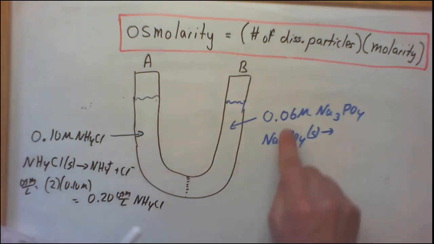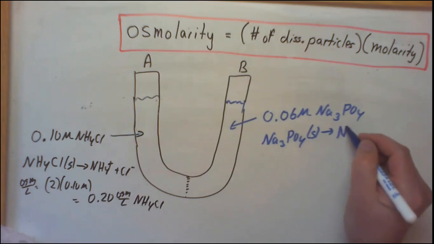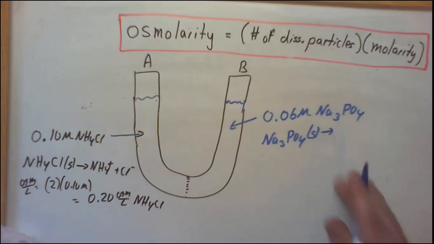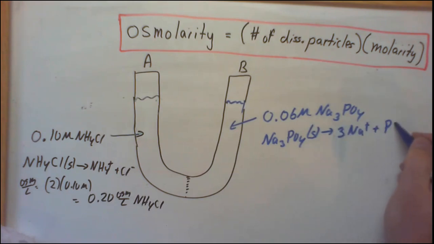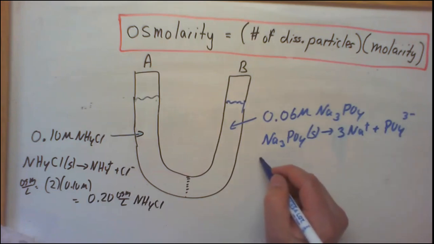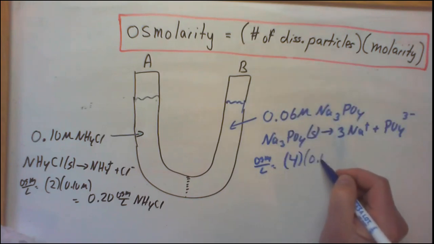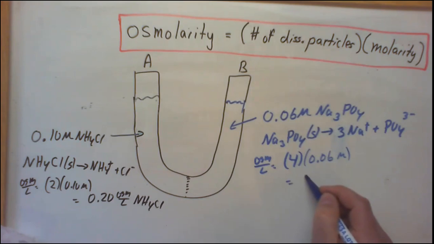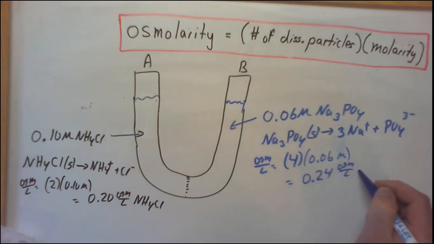Inside B, we have a 0.06 molar sodium phosphate solution. Sodium phosphate, as an ionic compound, breaks apart into 3 sodium ions and 1 phosphate ion for a total of 4 particles. So the osmolarity will be 4 times its molarity. So an osmolarity then of 0.24 osmoles per liter of sodium phosphate.